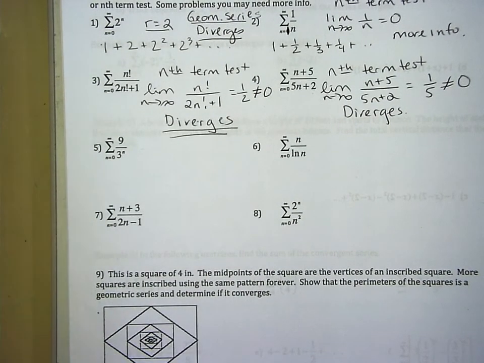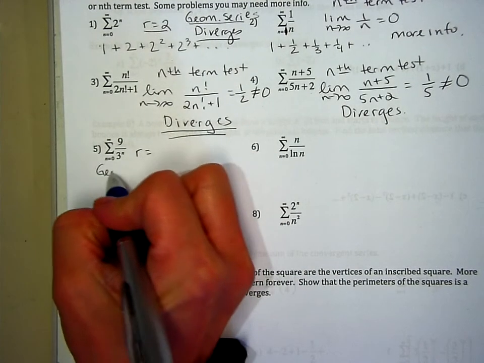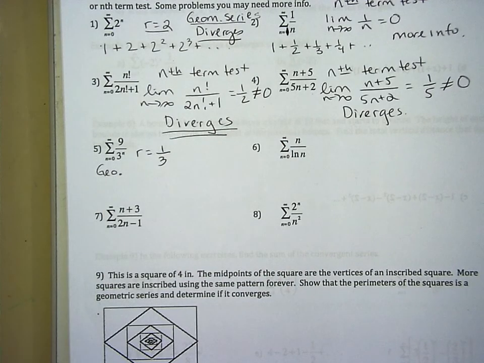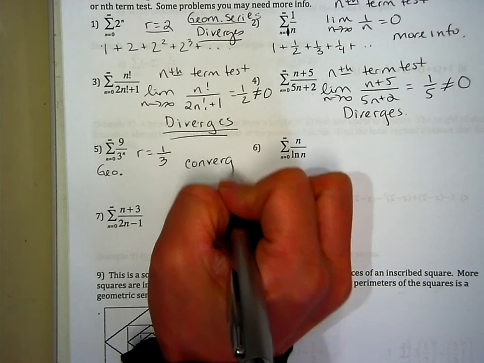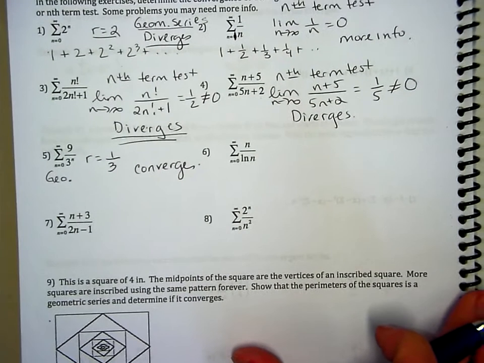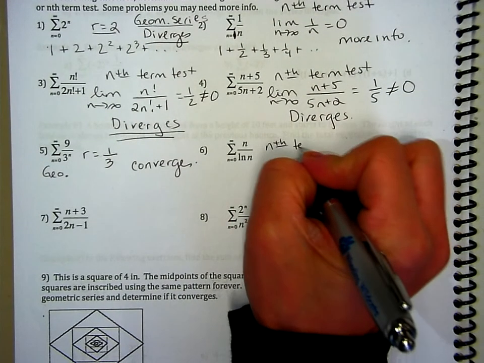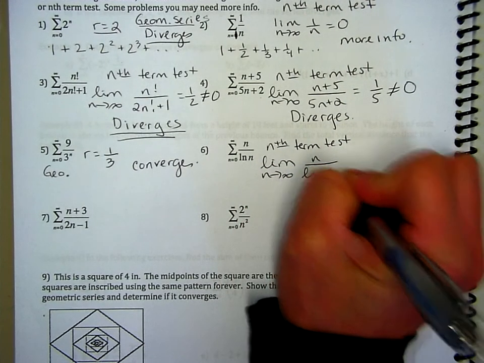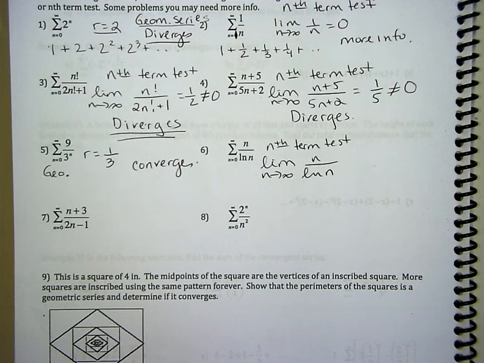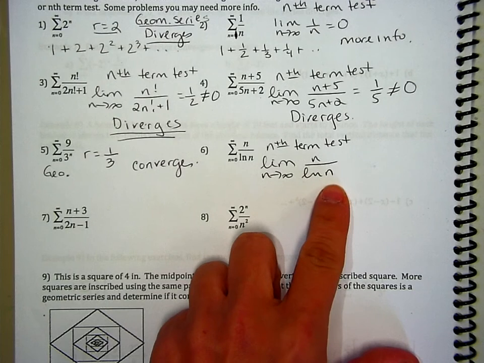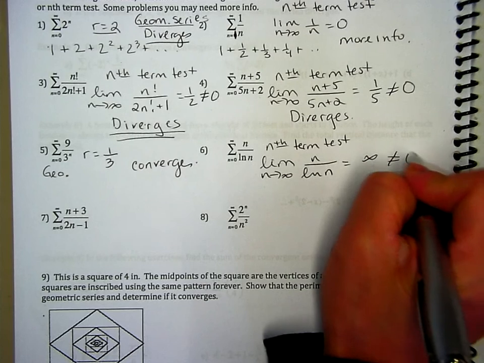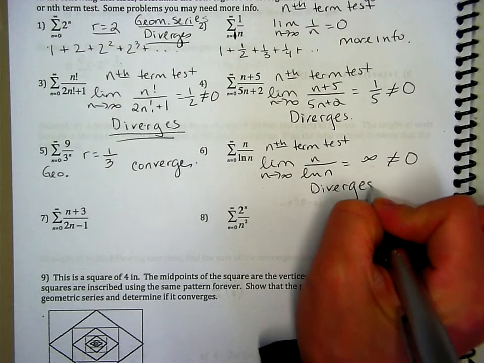Okay, number 5. I see that this is a geometric series, so tell me it is a geometric series. Tell me what your r value is. r is 1/3. Absolute value is less than 1. Converges. Number 6. Not a geometric, so I'm going to use my nth term test. Take the limit of the general term. Now, if you plug in infinity, you will get infinity over infinity, and you can use L'Hopital's rule if you like, or if you understand that the log of a function grows slower than the function itself, you know that this limit is infinity, which is not 0, so I can say it diverges.